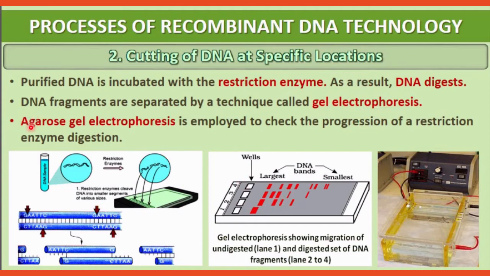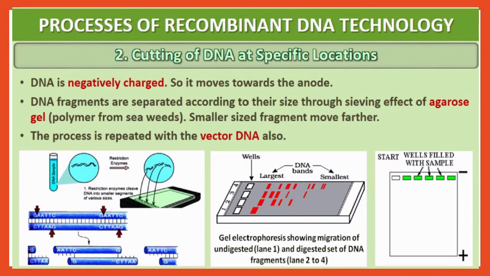Okay, and that is also called agarose gel electrophoresis. It is employed to check the progression of a restriction enzyme digestion. So whether the restriction enzyme digestion has occurred or not, this is the checkpoint. We can use this method for the checkpoint, and in this way we can get the desirable fragment of DNA.